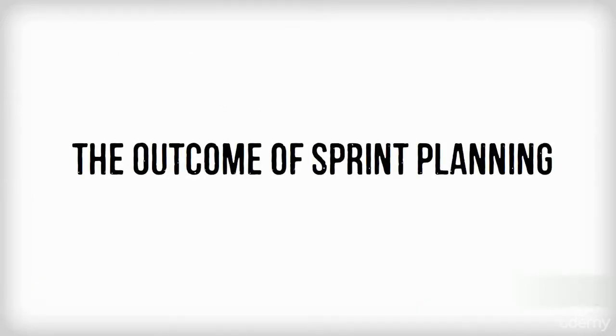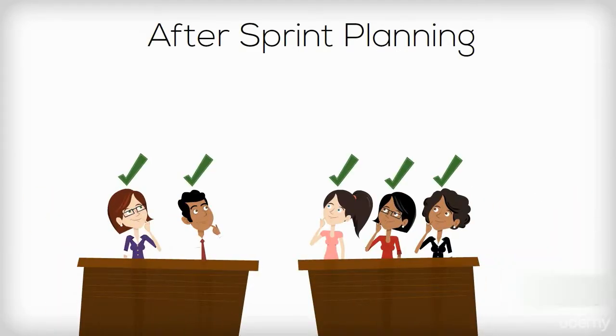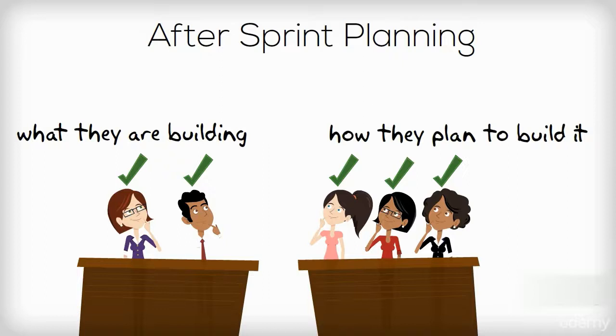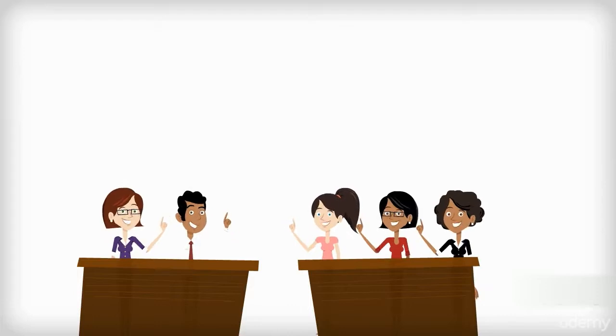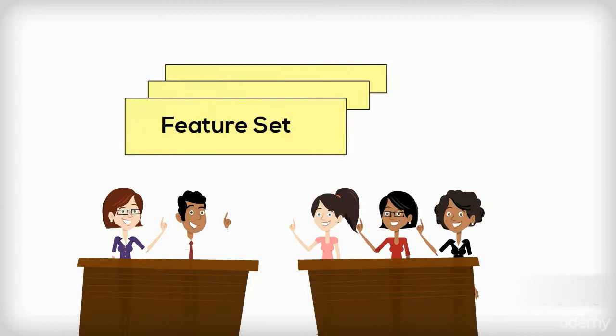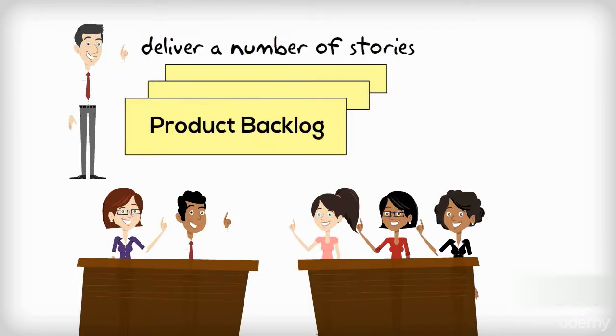The outcome of sprint planning. After sprint planning, the team should leave with certainty on what they are building, how they plan to build it, and commitment on delivering it by the end of a sprint. The product owner should be satisfied that a sprint goal has been agreed. The team will usually have a discussion between themselves about whether they can commit to delivering the feature set proposed by the product owner, and the outcome of the sprint planning meeting should be a team commitment to deliver a number of stories from the product backlog.